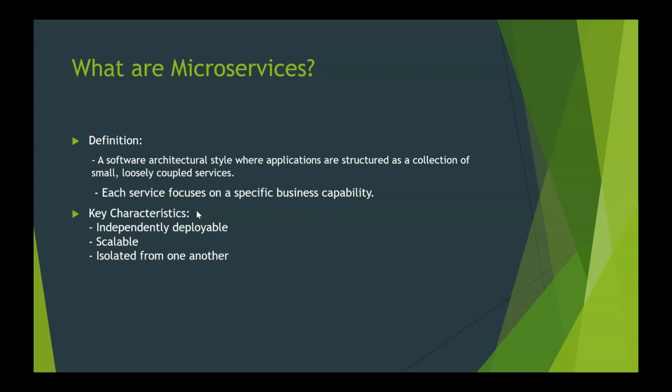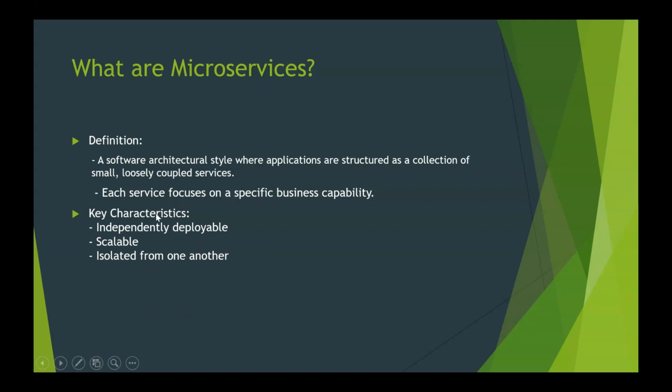Each service focuses on a specific business capability. All the microservices will have different functionality and they will be interconnected with each other through the API gateway. After deploying all the microservices, they will finally build a whole application.